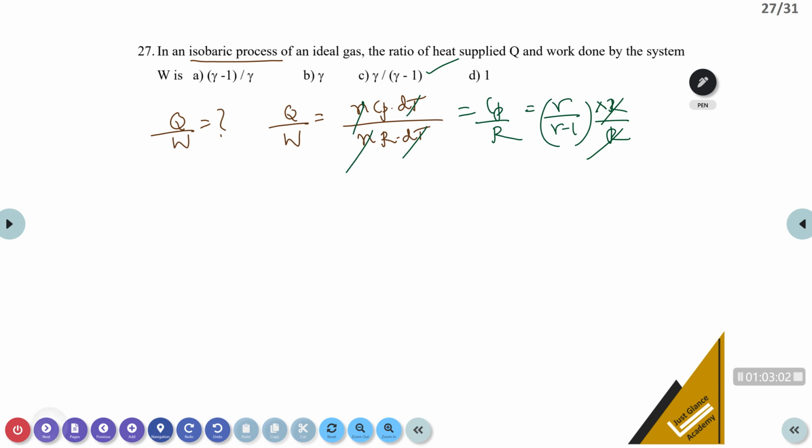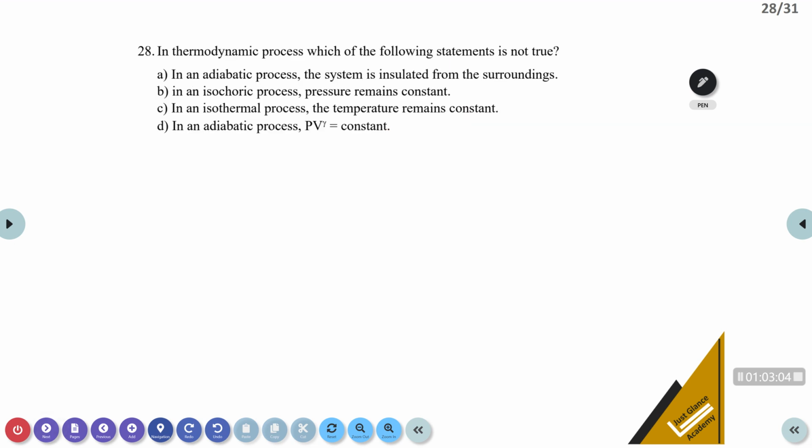Next, 28. In a thermodynamic process, which of the following statements is not true? In an adiabatic process, the system is insulated. Yes, there is no exchange of heat. Okay, this is right. Then, in an isochoric process, pressure remains constant. No, which is constant here? Volume is constant. So this is the right choice. He is asking which is not true.